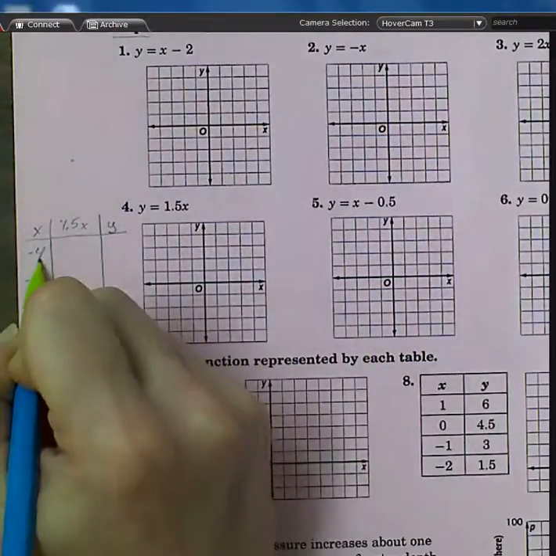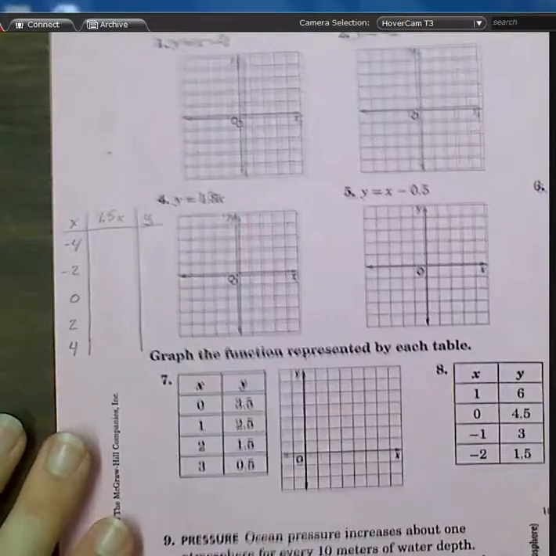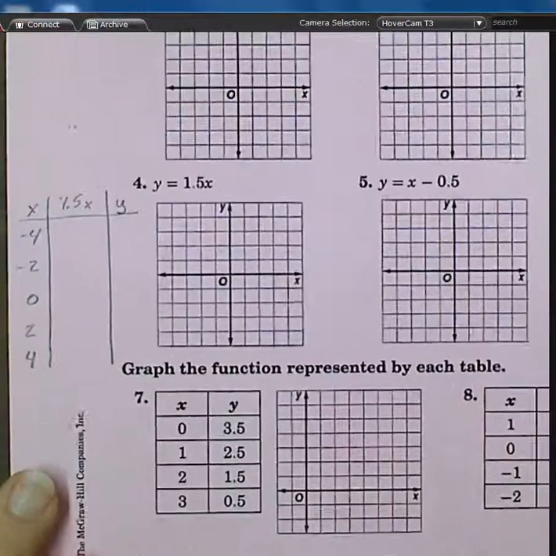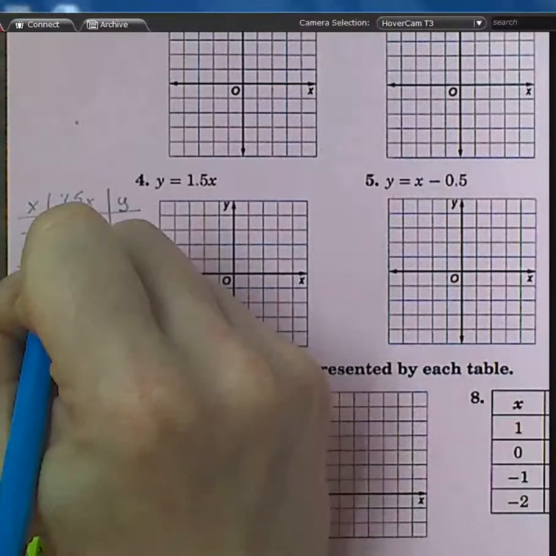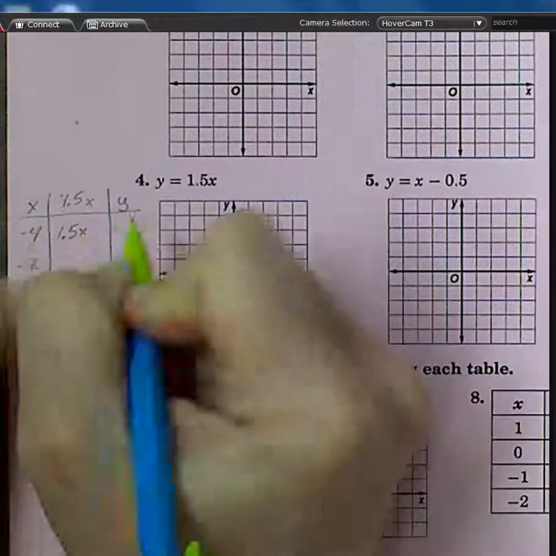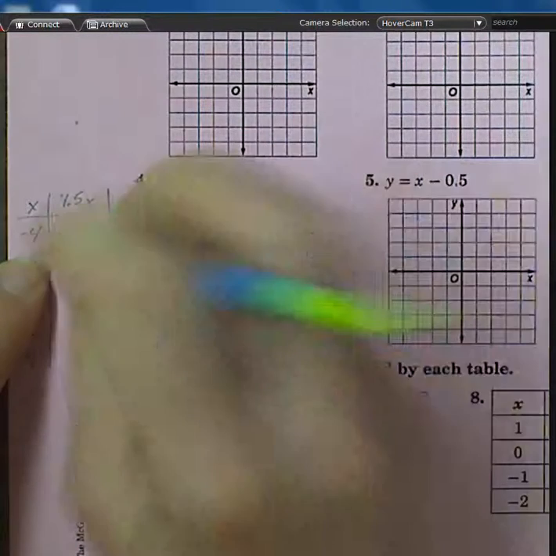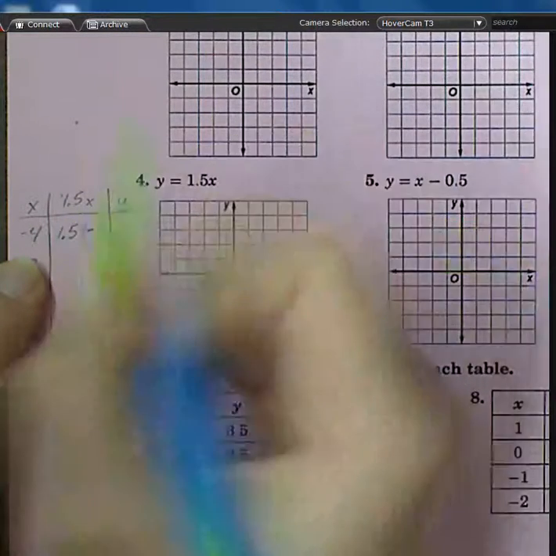So now that I know what my x number is, what am I going to put in my middle column? 1.5. I put 1.5 each time. What does it mean if I have the coefficient next to a variable? Multiplication. Good, so I'm going to do 1.5 times -4 because it's a negative number. And I'm actually not using x's because that's confusing. I'm going to use the dot.